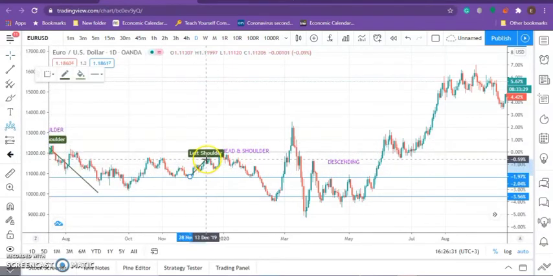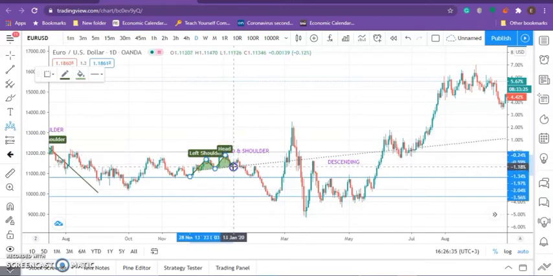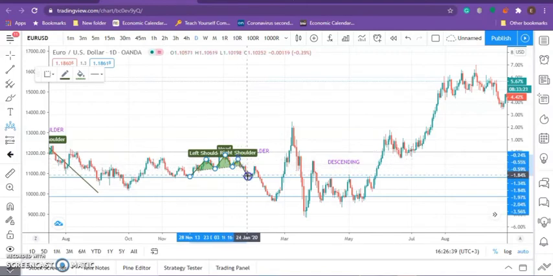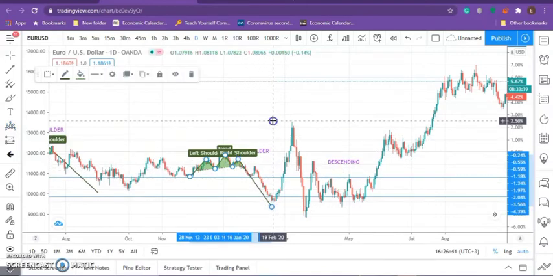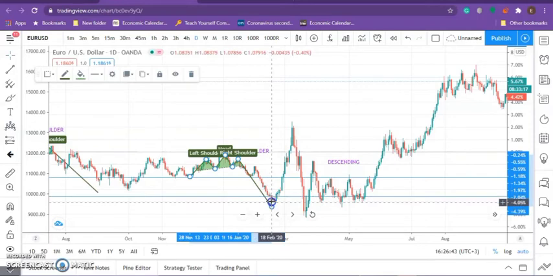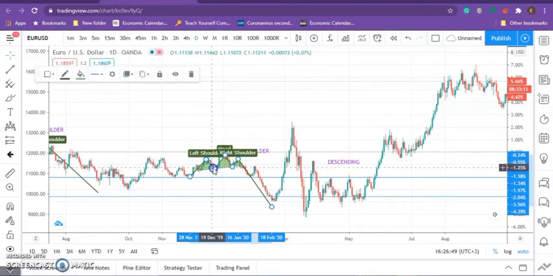Start with here, our left shoulder, the base of our left shoulder, our head, the base of our head, the right shoulder, and our end point here. So we can see that you can get on your trades here, and also here, and also here, but our main entry point is usually here.